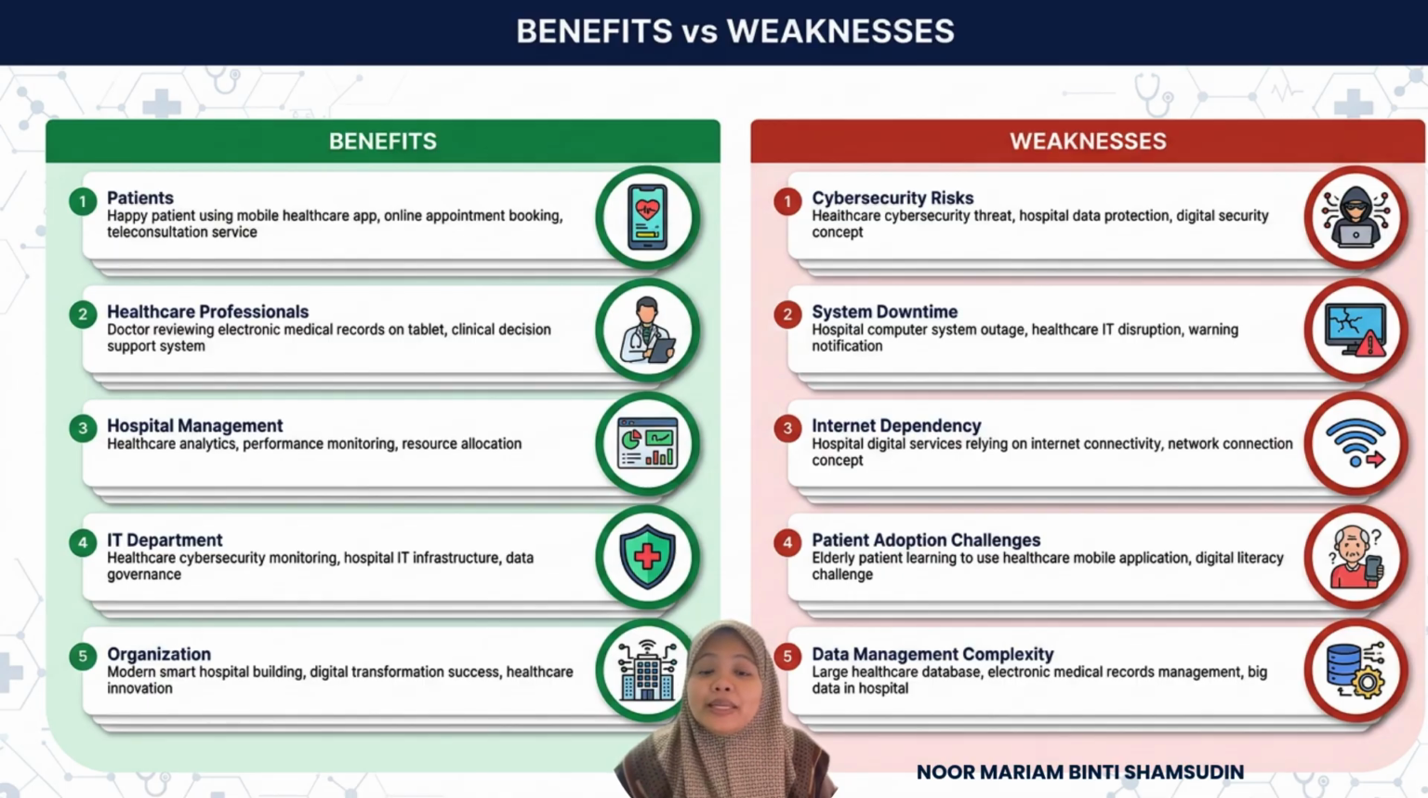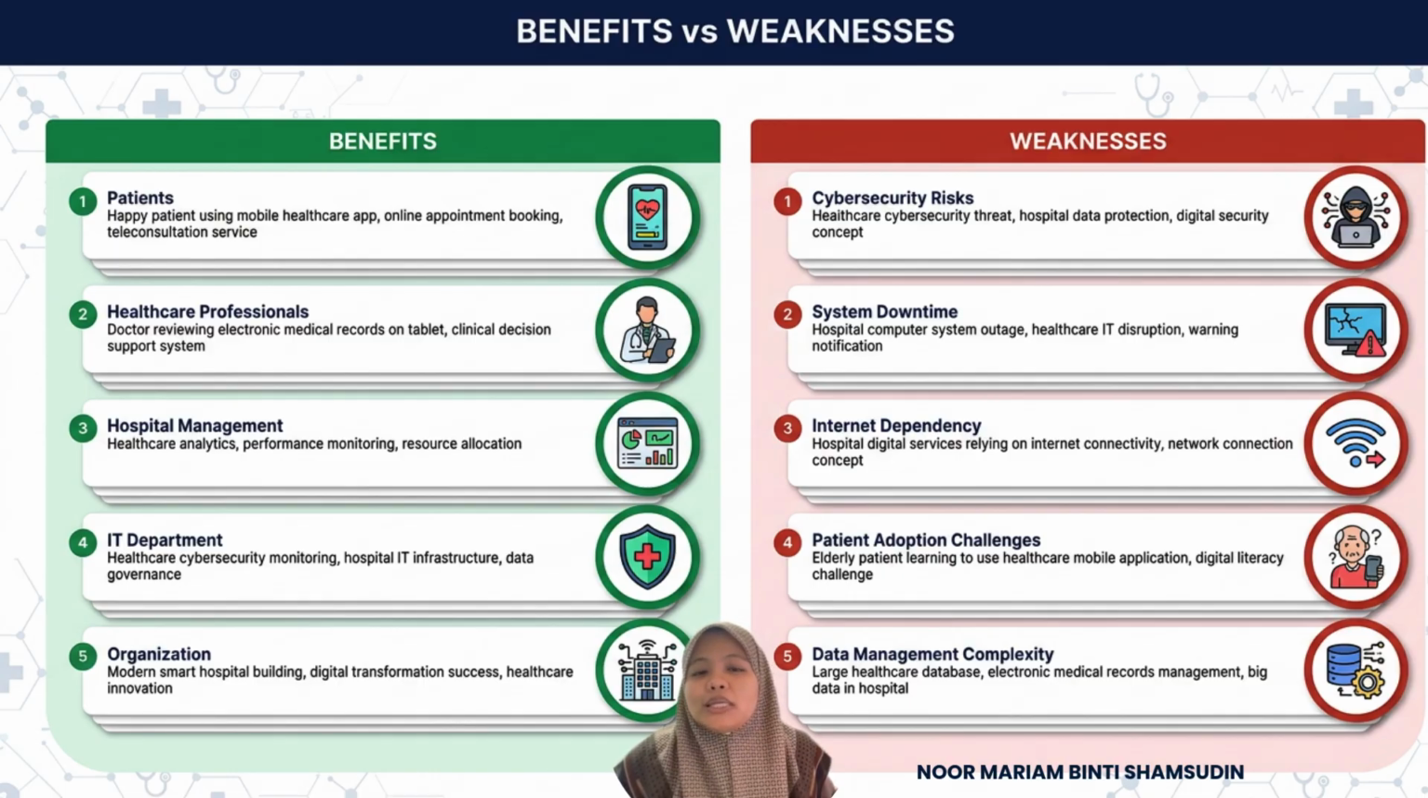For hospital management, digital system provide better operational oversight, more effective resource allocation, and improved performance monitoring. Meanwhile, the IT department benefit from stronger data governance and enhanced cybersecurity management and better system integration across hospital operations. At the organization level, digital transformation strengthens the Gleneagles Hospital's competitive advantage, improve service quality, and increase patient satisfaction. However, despite these benefits, several weaknesses remain.